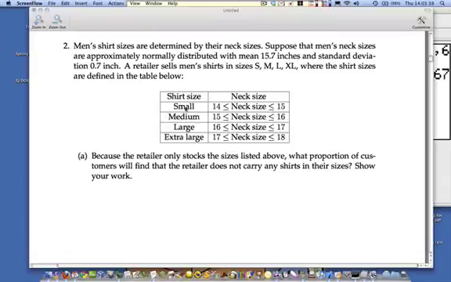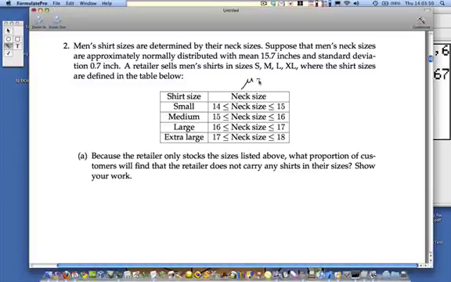Okay, question 2 on midterm number 3 goes like this. We have men's shirt sizes determined by their neck size. Suppose that men's neck sizes are normally distributed with a mean of 15.7 and a standard deviation of 0.7 inch. A retailer has shirts in these sizes, and these sizes go with these neck sizes. Because the retailer only stocks these 4 sizes, what proportion of customers will find the retailer doesn't carry any shirts in their sizes? So basically we're looking for customers whose necks are smaller than 14 or greater than 18.